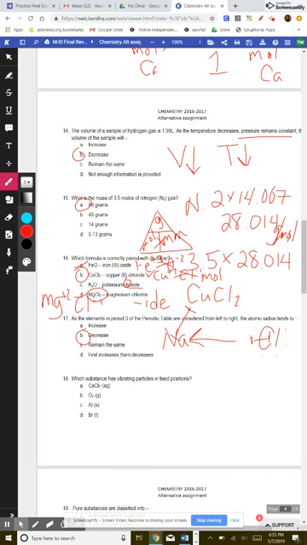Which substance has vibrating particles in fixed positions? Remember, we have solids, liquids, and gases. Gas particles move all over the place, so they don't have a fixed position. So it's not O2, represented by the G. Liquids are able to move, so they don't have fixed positions because the word fixed means still.